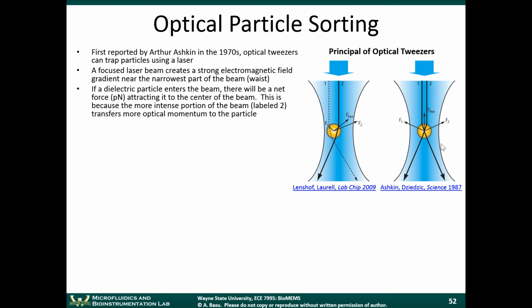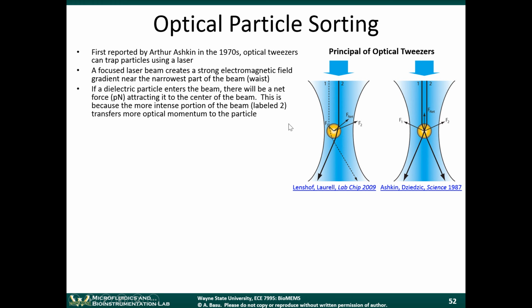They were invented in the 70s, although the technique has been perfected a lot since then. And they're used throughout physics and biology. They're basically using light to move stuff around. It's pretty cool. So the principle is a focused laser beam creates a strong electromagnetic field gradient near the narrowest part of the beam at the waist.